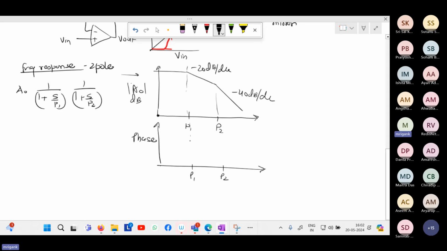How does the phase change at P1? 45 degree, it changes by each pole. 45 degree.